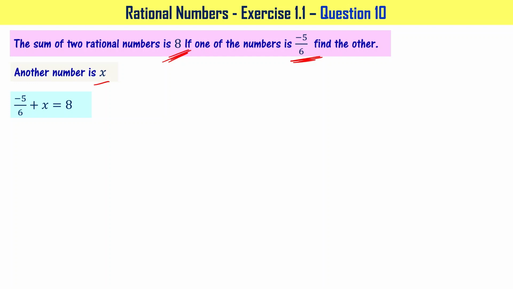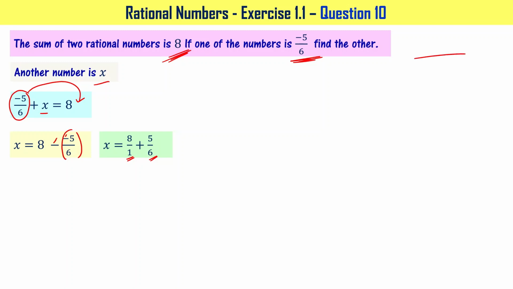We have to solve these equations so that we can get the value of x, right? To do that, we can transfer this minus 5 by 6 from LHS to RHS so that it becomes minus of minus 5 by 6, right? Let's write that. X equal to 8 minus minus 5 by 6. We have minus and minus. When you multiply, you get plus. It means x equal to 8 plus 5 by 6, or I can write it as 8 by 1 plus 5 by 6. Look at the denominators. When we want to add these two numbers, look at the denominators.